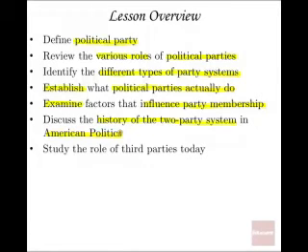Is it absolutely required to pass the AP exam? Probably not, but it doesn't hurt to know. And then we're going to look at what is the role of third parties today. So I'll give you different examples and what function does a third party play in the United States today?